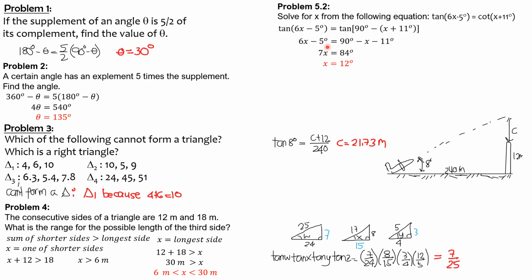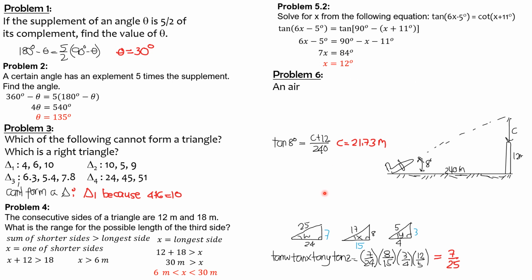So equating these angles, 6x minus 5 degrees equals 90 degrees minus x minus 11 degrees. So simplifying, 6x plus x, 7x, equals 90 minus 11 is 79, plus 5, 84 degrees. Solving for x, x is 12 degrees.